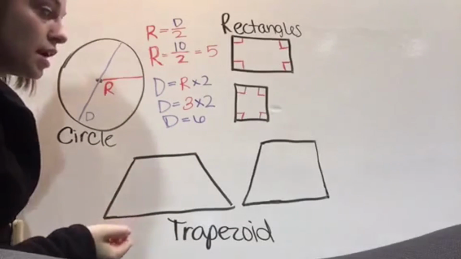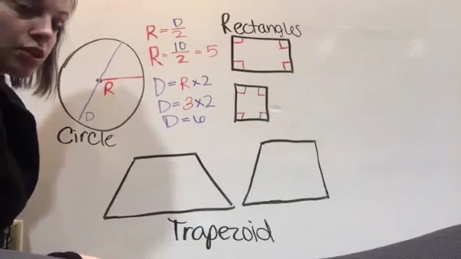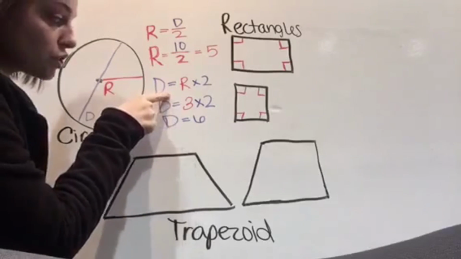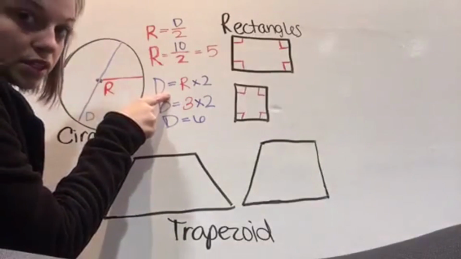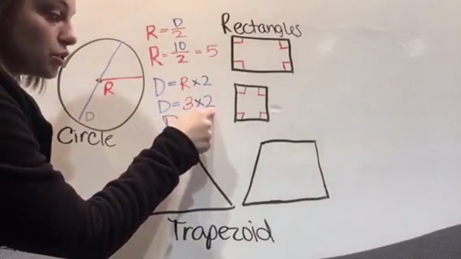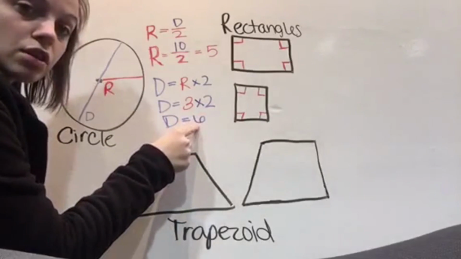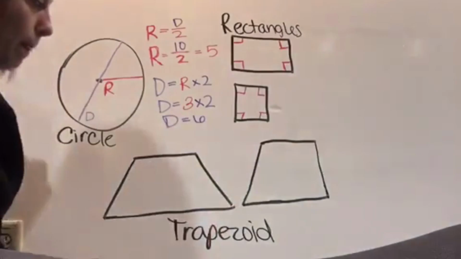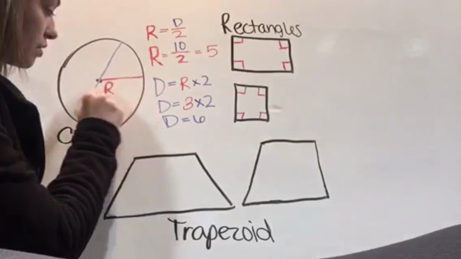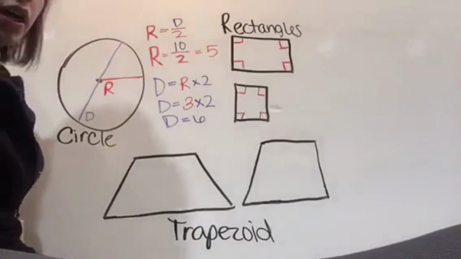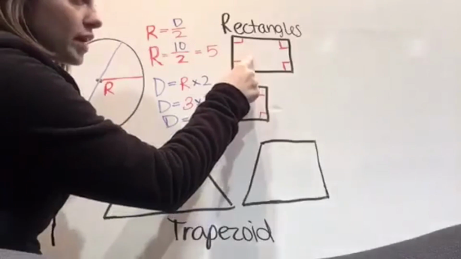If you are given the radius and want to find the diameter, then you are going to plug it into this equation. So let's say, for instance, the radius is 3. You're going to take 3 times 2, and the diameter of the circle would be 6, because radius is half of the diameter. Now we're going to look at rectangles.